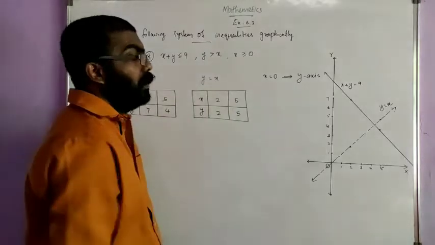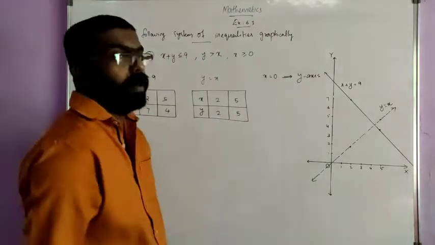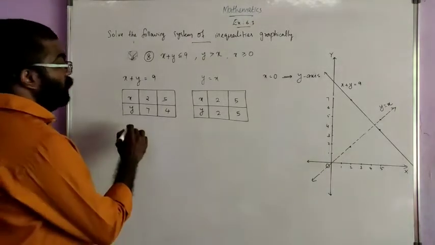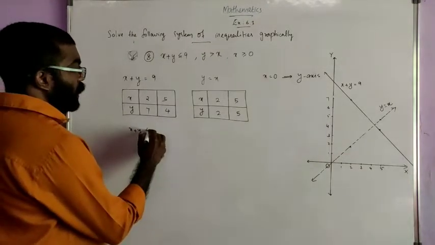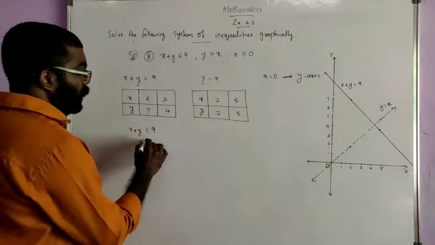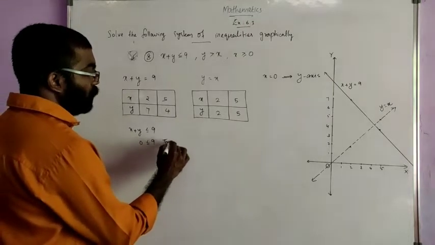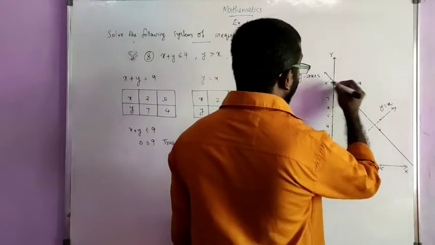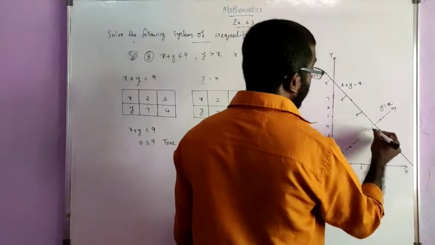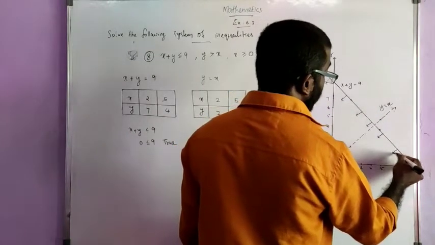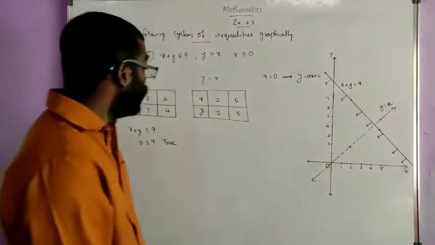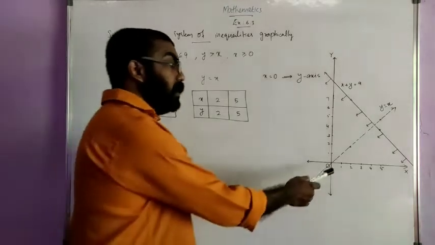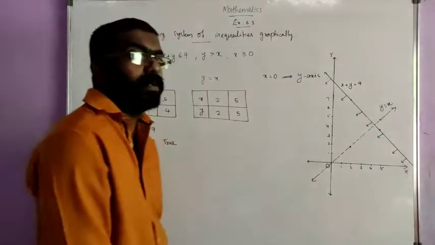Now x equal to 0, it's y axis that we have already drawn. Okay. Now we can find the half plane. X plus y less than or is equal to 9. That is 0 less than or is equal to 9. It's a true statement. So for the first one, we can mark the lower half plane. Okay, because 0, 0 holds the inequality. That means 0, 0 is a solution.